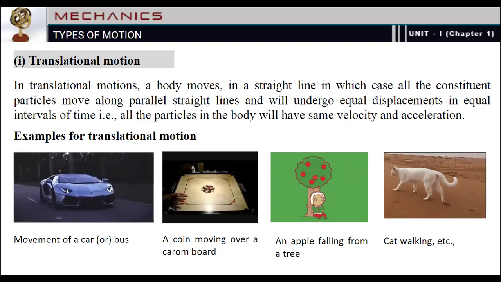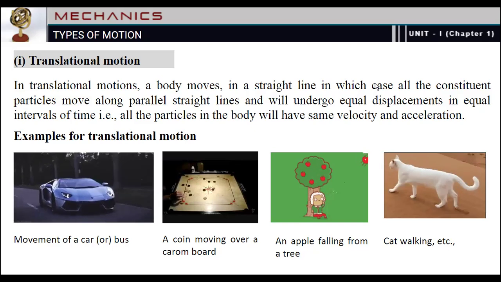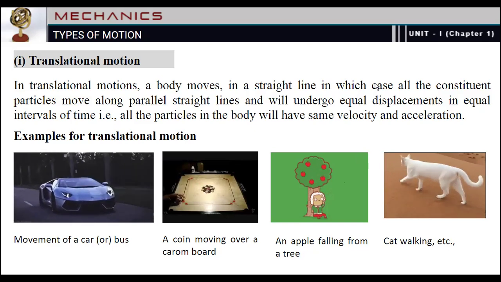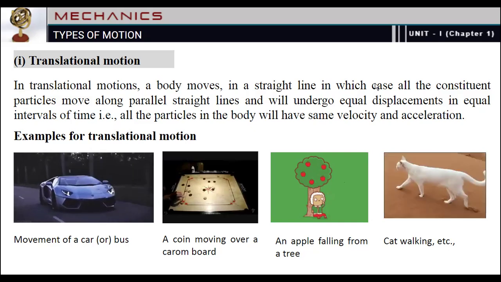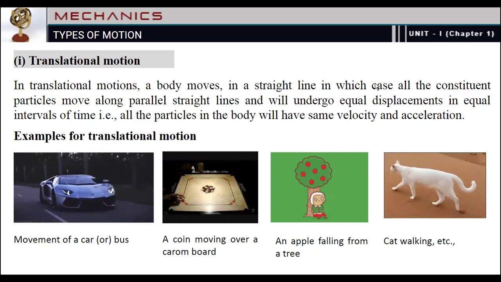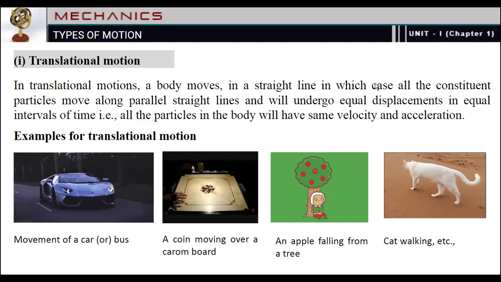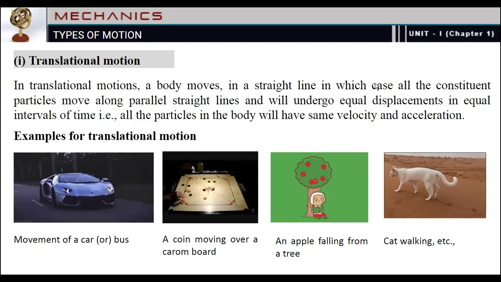So what are the characteristics we are going to discuss here? There is a change in position, and there is no rotation. The motion will be uniform or accelerated motion. Both types of motion come under translational motion.